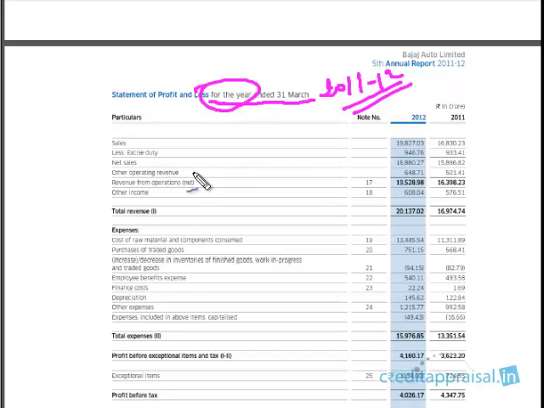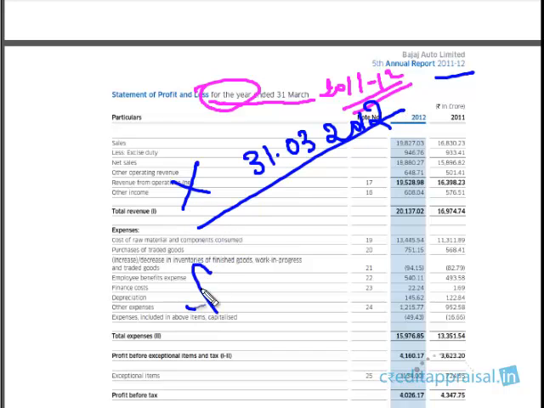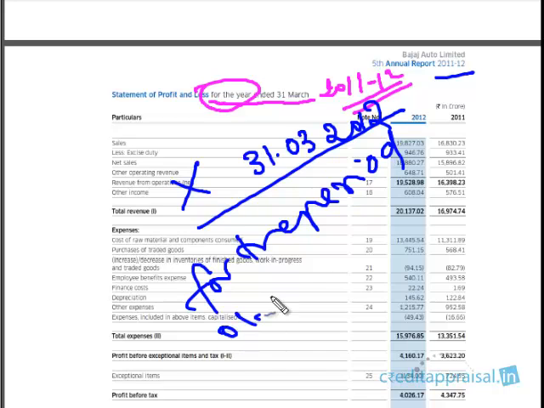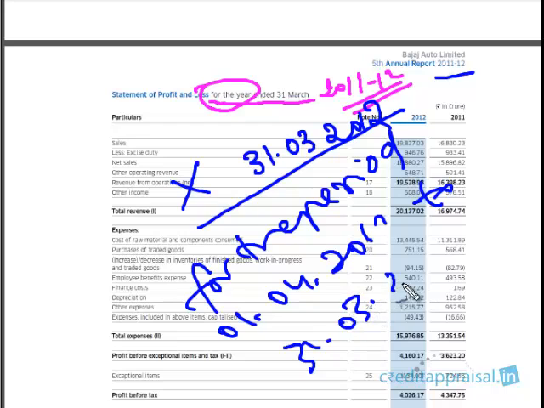P&L account is not for a particular date. This is Bajaj Auto's P&L account for 2011-12. So this P&L account is not for a particular date. It is for a particular period, and this period is 1/4/2011 to 31/3/2012. This is for a whole year.